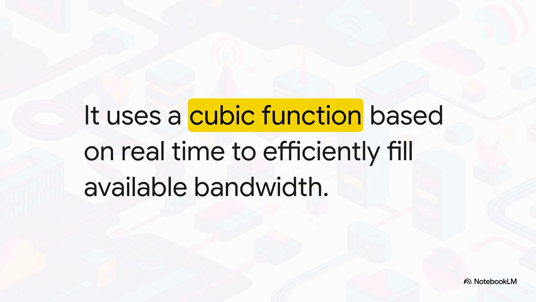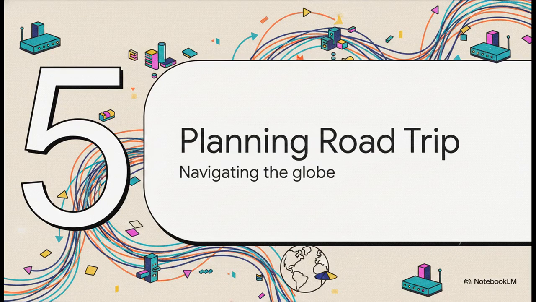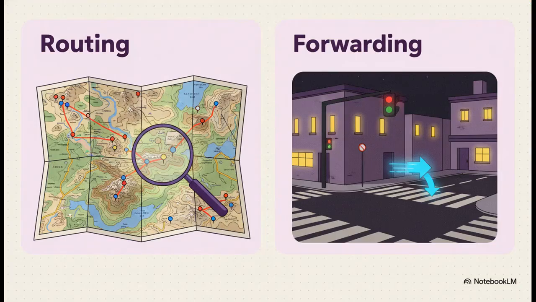Because of this, it doesn't constantly cause massive data traffic jams. Instead, it just gracefully rides the exact edge of the network's maximum capacity. Pretty smart, right? Finally, we arrive at part 5, planning the road trip. Let's navigate the globe. Let's take a look at how a path is actually built.